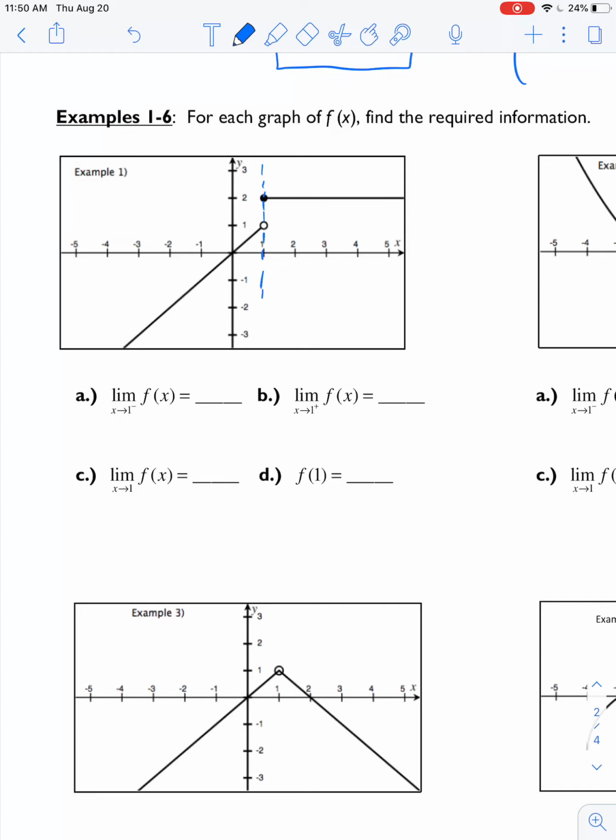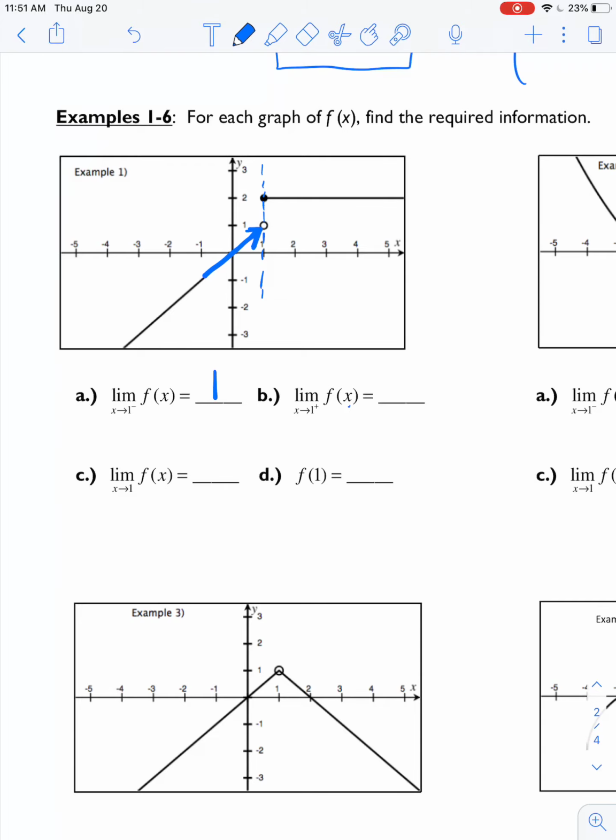Not actually what the function value is. I'm looking at where the graph is approaching as x approaches 1 from the left. So I'm going to go on this left piece and approach 1. And that y value is approaching 1.